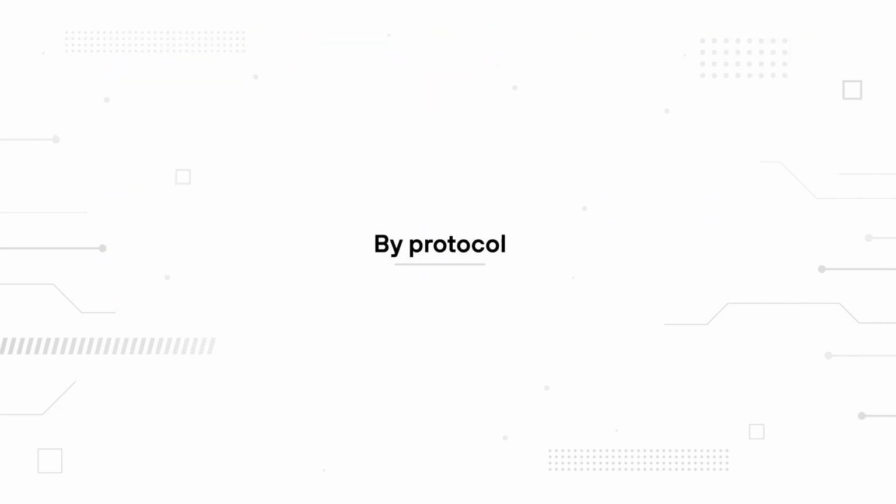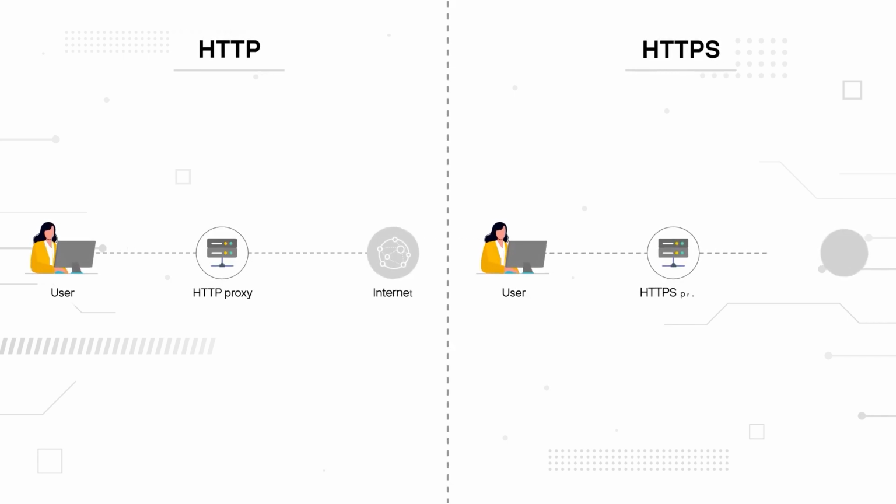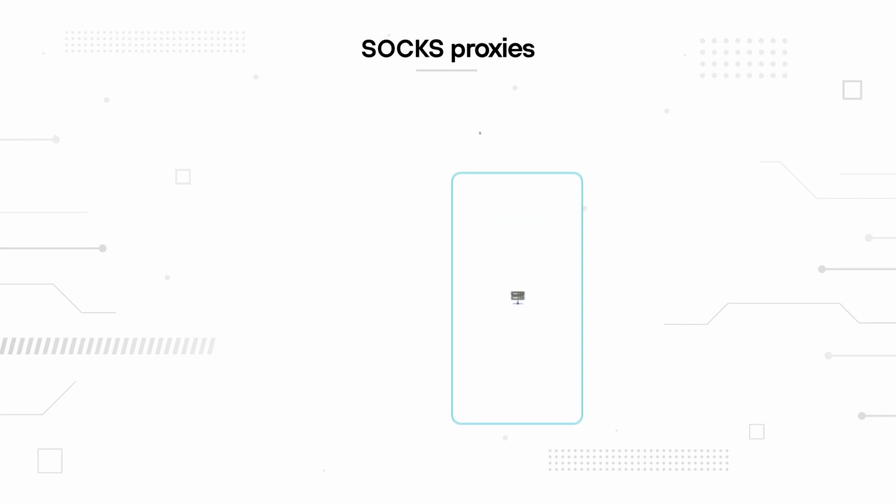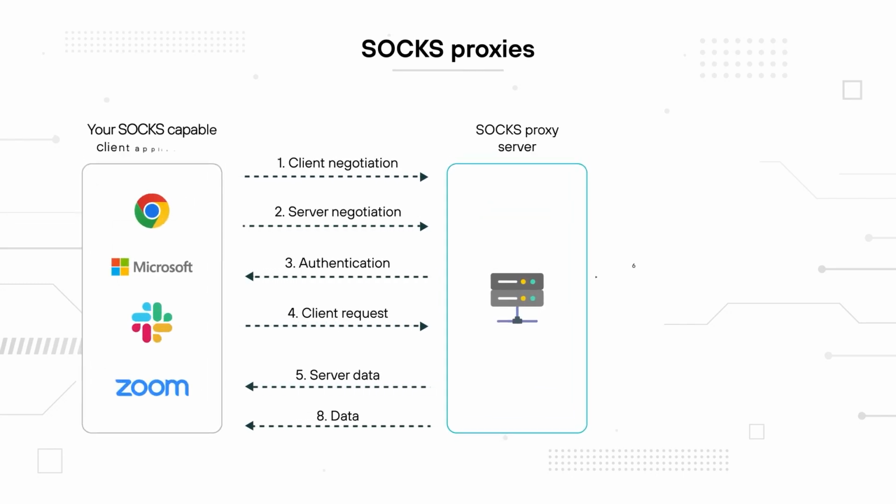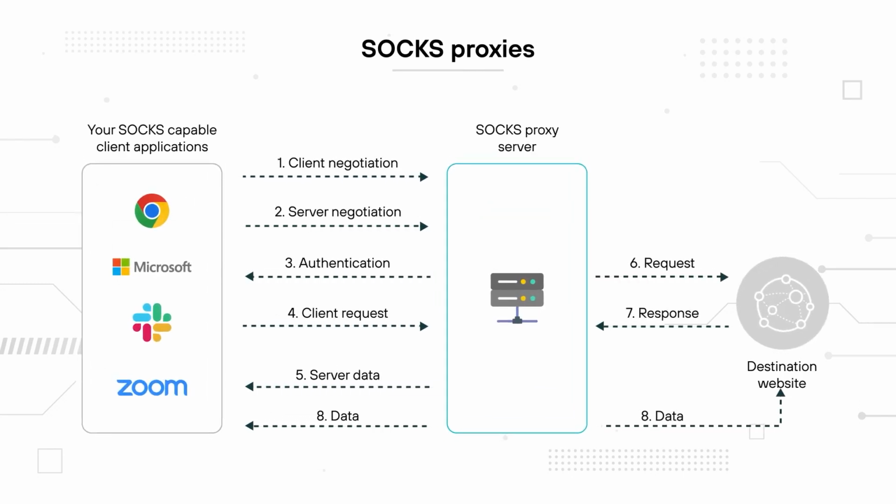And finally, by protocol support. HTTP and HTTPS proxies handle web traffic. Some can decrypt HTTPS for inspection. SOCKS proxies support more types of traffic. They don't inspect, they just pass traffic through.